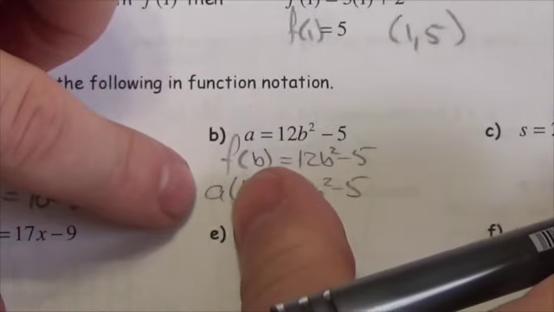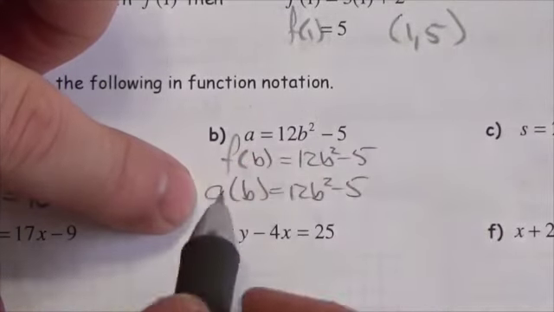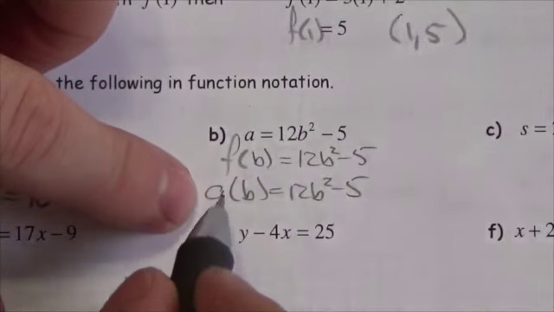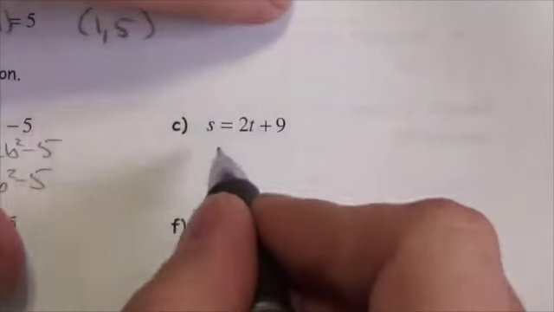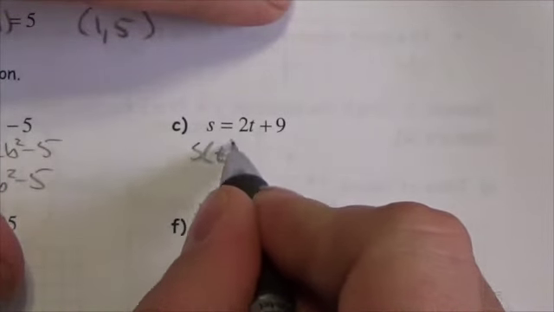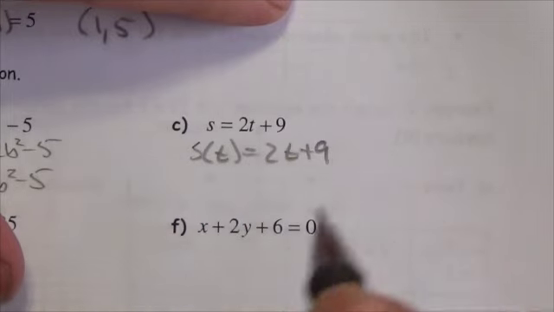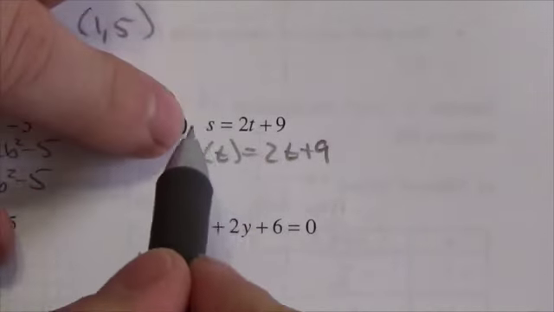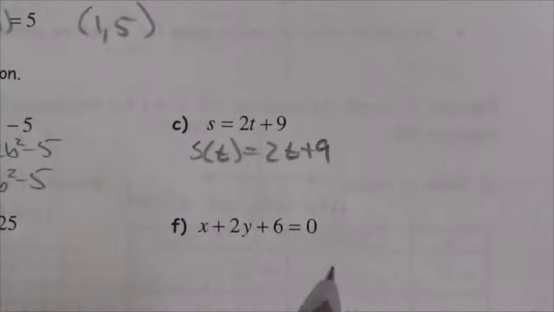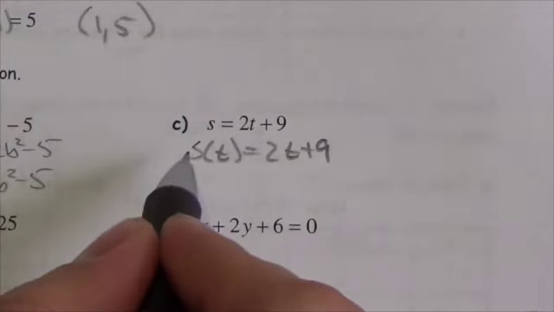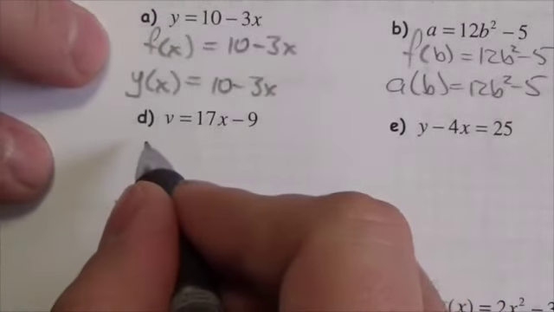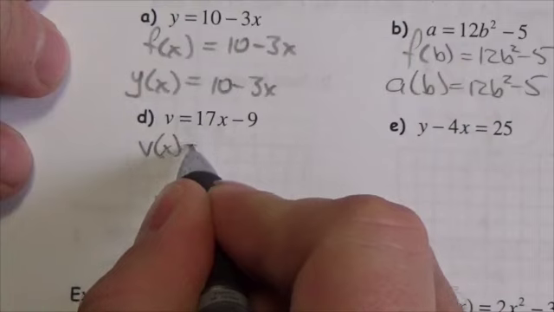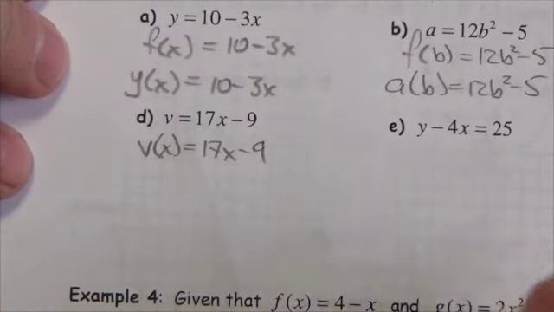So in this particular case, we're not saying that a is the dependent variable. We're saying a of b is the dependent variable. A is just the name that we give to the relation. Here, we might want to write this as s of t is equal to 2t plus 9. So now we're not going to use s as the dependent variable anymore. We'll use s of t. S will now become the name. It's just a convenient letter to use when we're converting from this one to this one. Same thing here. Perhaps we would use v of x is equal to 17x minus 9.